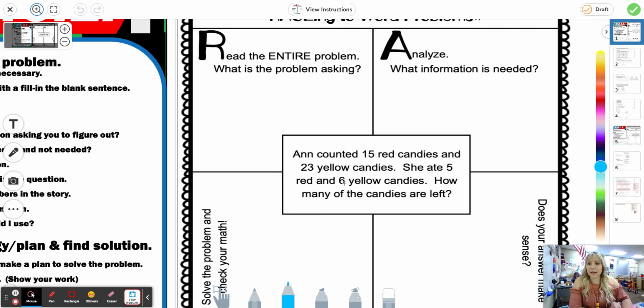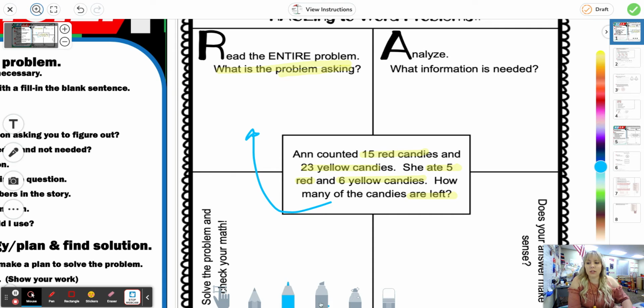It says that Anne counted 15 red candies and 23 yellow candies. She ate 5 red candies and 6 yellow candies. How many candies are left? So you're going to figure out, what's the problem asking? It's asking, how many candies does she have left? So you're going to write that in this box.